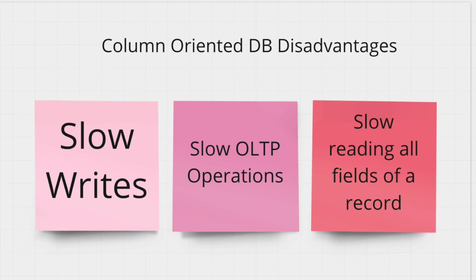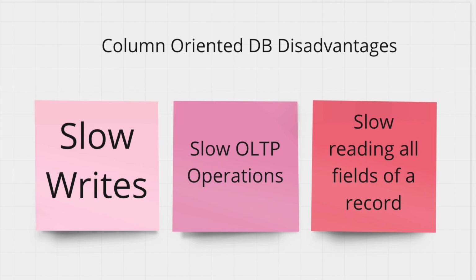Similarly, OLTP operations are very slow, which is the reverse of the row-oriented database. That's because the data for a given row is distributed across multiple disks. So if you want to read all the fields from one row, that's very slow because you have to go and look for each column on each different disk. Reading all the fields for a given row is one of the slowest operations you can do in a column-oriented database.